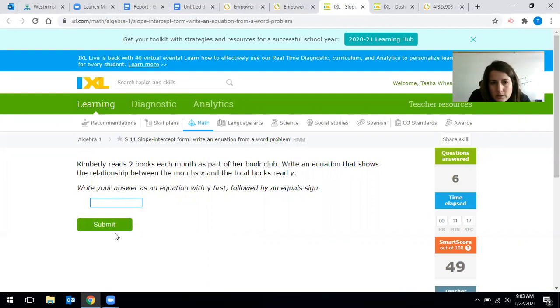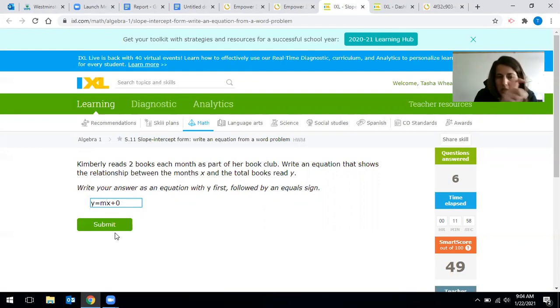Okay, so let's do, I'm going to set it up again. So y equals mx plus b, and just make sure you always replace both. So in this case, it says Kimberly reads 2 books each month as part of her book club. Write an equation that shows the relationship between the months, which is x, and the y, which is the books. Well, it didn't say Kimberly has already read this many books. So we don't know how many she started with, or we can assume she hasn't read any yet. So my b value then would be 0, or my starting value.